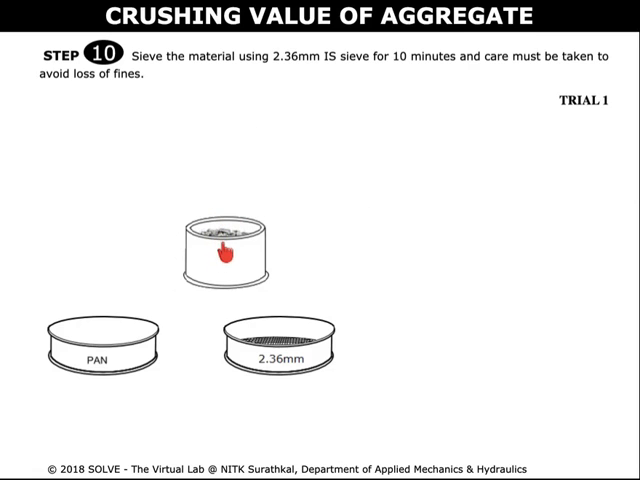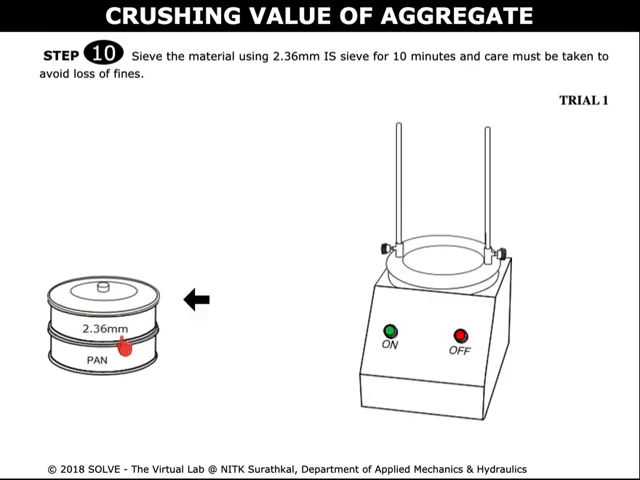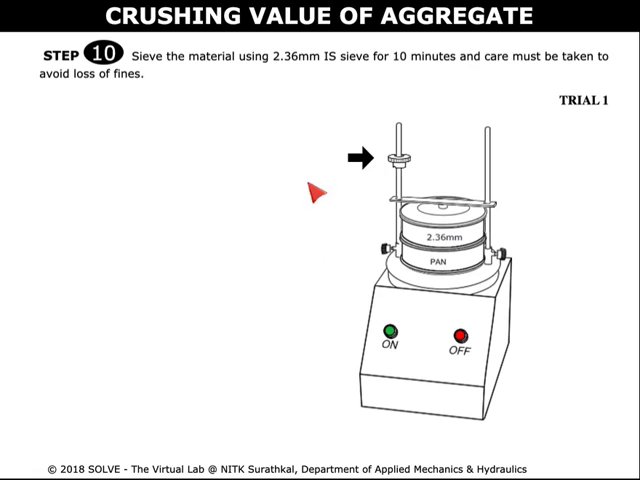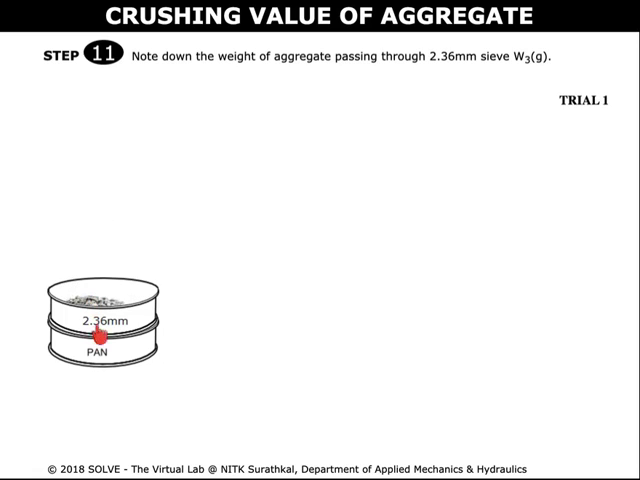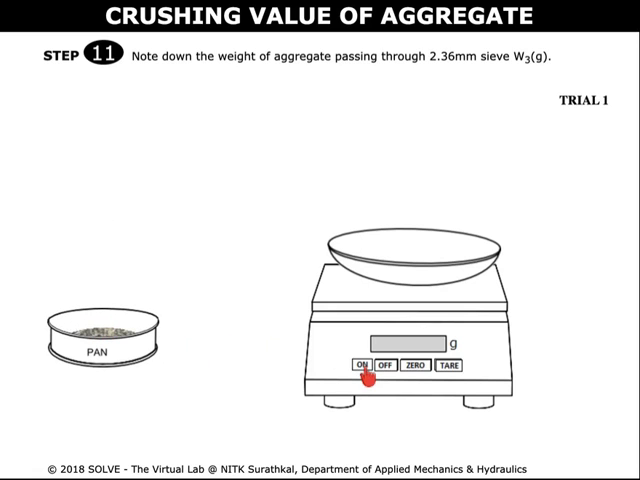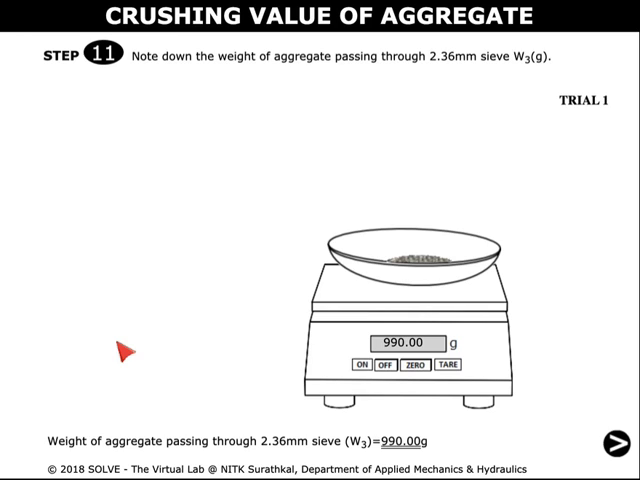Transfer the aggregates that is present in the cylinder to 2.36 mm sieve. Close the lid and place the set of sieves in the mechanical shaker machine. Lock the sieves. Switch on the machine and shake the sieve. Remove the sieve from the mechanical shaker machine. Open the lid. Switch on the weighing machine with the plate on it. Click on tare to clear the weight. Now transfer the aggregates collected in the pan to the plate and weigh it. Weight of aggregate passing through 2.36 mm sieve is noted down.